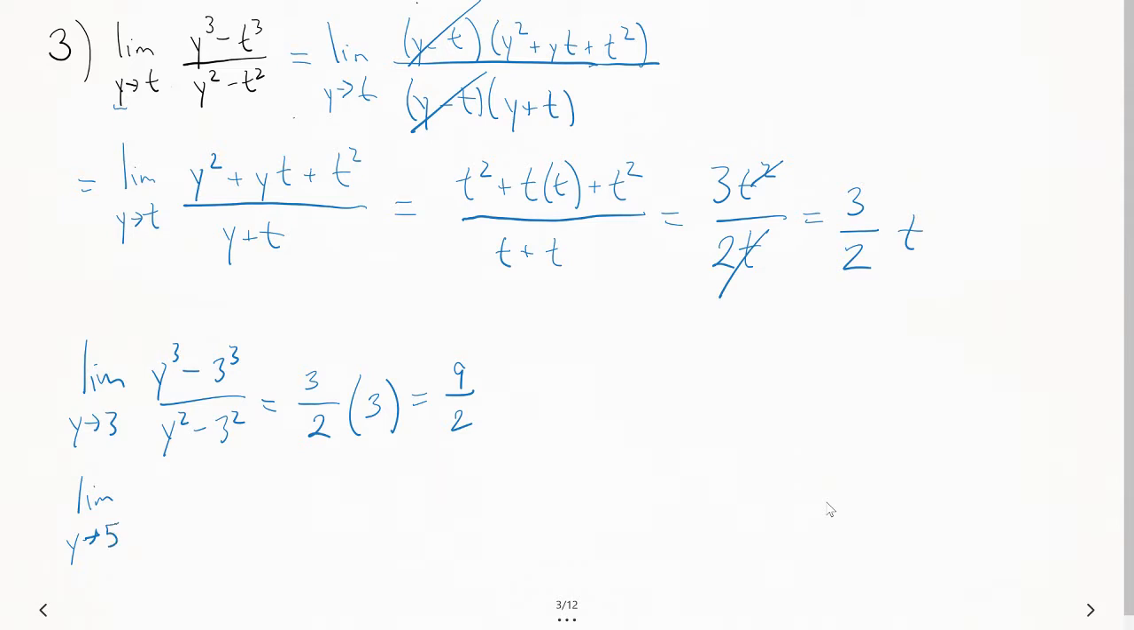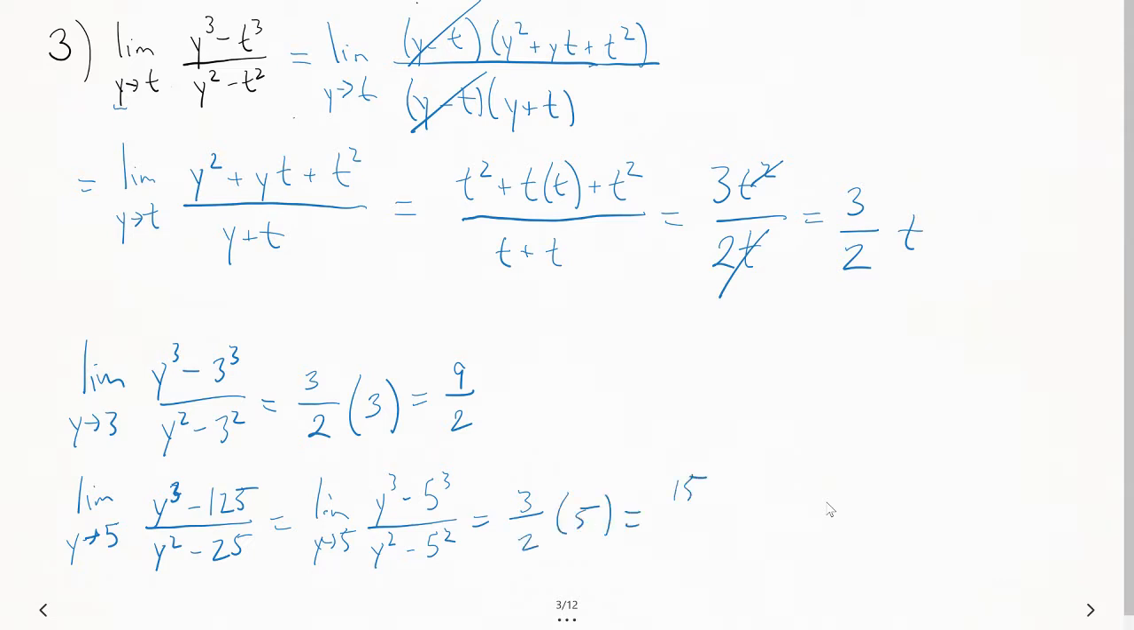Let's do the limit as y approaches 5 of y cubed minus 125 over y squared minus 25. What actually happens in this case? Well, you can recognize hopefully fairly quickly that this is the same thing as the limit as y approaches 5 of y cubed minus 5 cubed over y squared minus 5 squared, which is exactly the type of scenario that we dealt with up there. So our t value is 5, so this should just be 3/2 times 5, which equals 15 over 2.